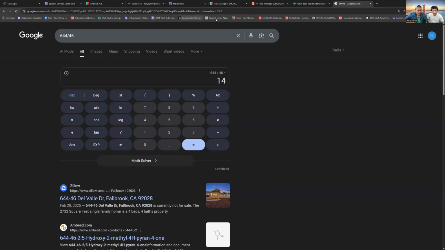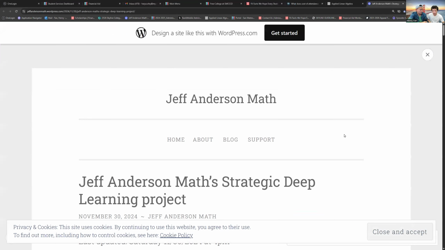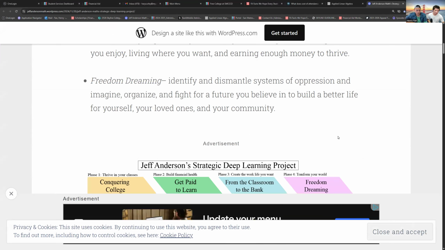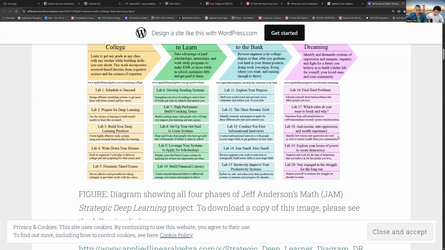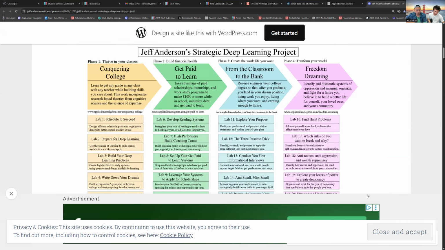I know Harry's been doing some reading on what strategic deep learning is. Any takeaways from that so far, Harry? Well, just looking at this page, there's multiple steps, I guess it's like life goals, right? Like conquering college, and then from there you want to get a nice job, grow your wealth, and then from there, freedom dreaming, using what you've learned, your money, to make a difference, make a change in what you want your life to be.